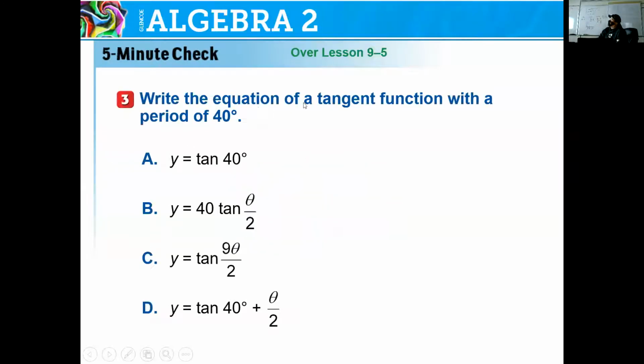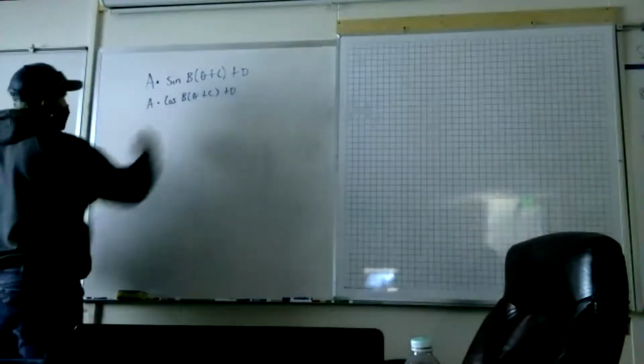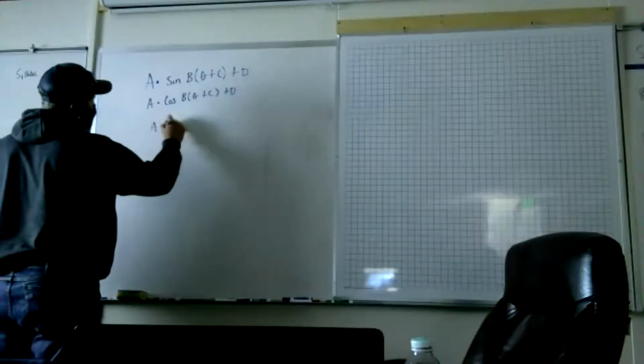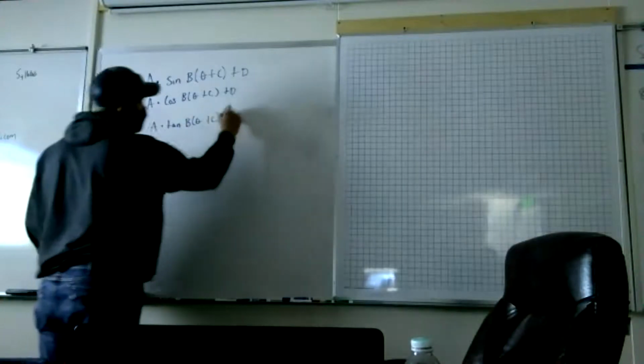Okay, write an equation for the tangent function with a period of 40 degrees. This one's a little different because they've given us the period and we have to find out what our value of B is going to be. Remember, tangent can be expressed in the same parent form or general equation as cosine and sine, where it is A times the tangent of B theta plus C plus D.